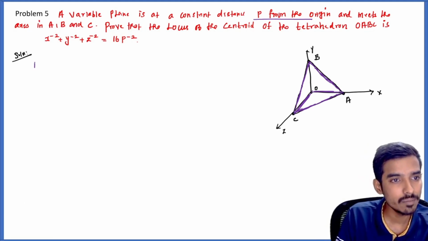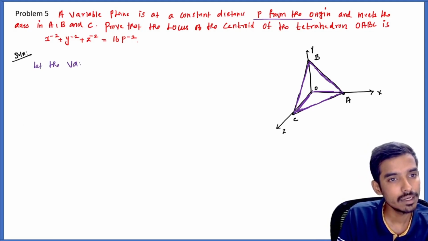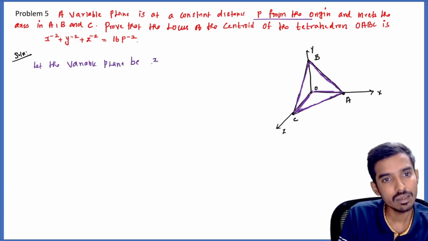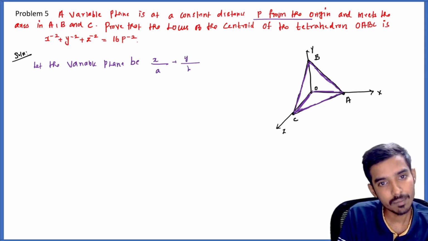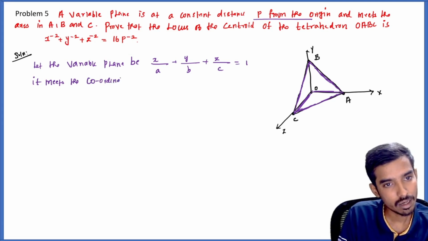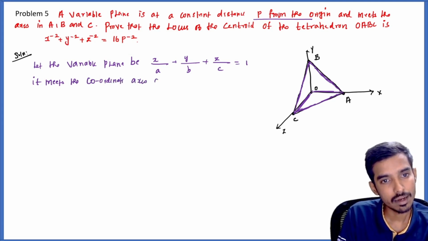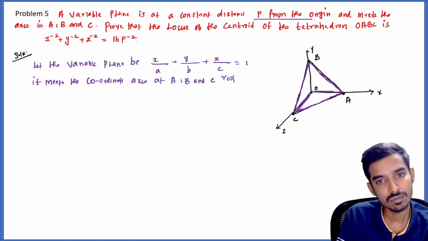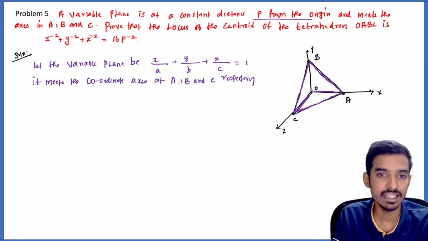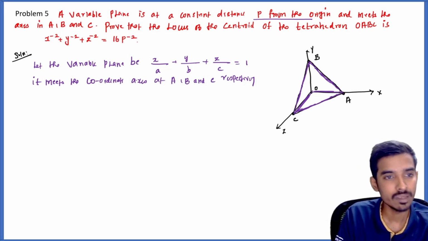So let the variable plane be x/a + y/b + z/c = 1, right? It meets the coordinate axes at A, B, and C respectively. That means it meets the x-axis at A, the y-axis at B, and the z-axis at C.